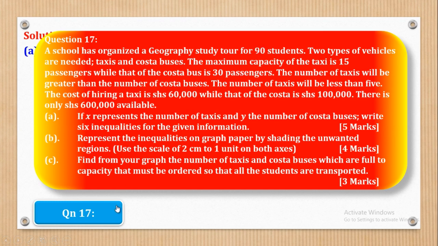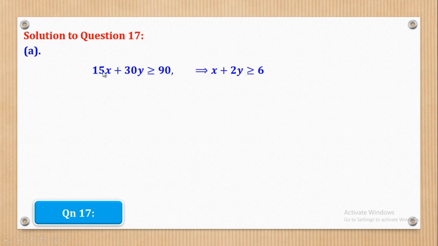What does that mean? So this means that 15x plus 30y is greater than or equal to 90. Remember we said this is the total of the students, and this is the number of passengers each taxi can carry, and 30 is the number of passengers each bus can carry. So when you add, the total should be greater than or equal to 90. Therefore we can reduce it, if I reduce by 15, I'll come up with x plus 2y greater than or equal to 6. So this is one equation.